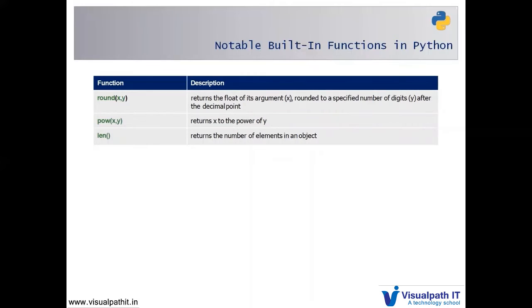Round x comma y returns the float of its argument x rounded to a specified number of digits y after the decimal point. So if you say round of 5.1234 comma 2, it will round it to 5.12. Power of x comma y returns x to the power of y. Len function returns the number of elements in an object.